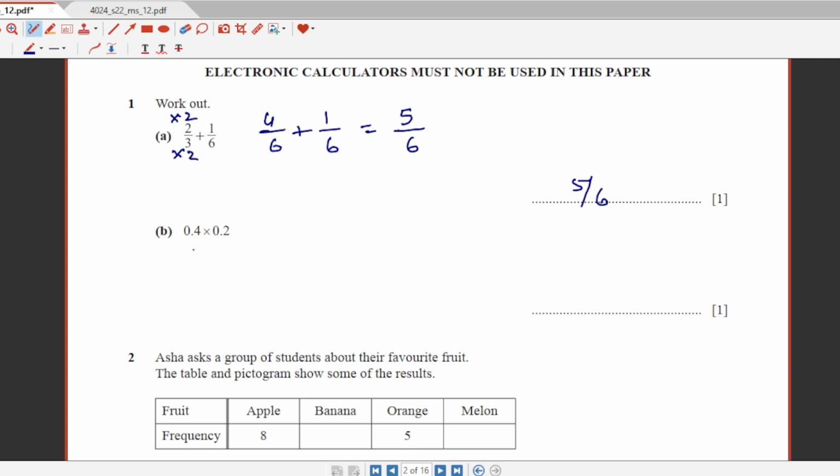Part B, 0.4 multiply 0.2. First of all, ignore the decimals. Multiply 4 by 2 is 8. Now place the decimal. There is one decimal place in 0.4 and also one decimal place in 0.2. Total there should be two decimal places in the answer. The answer should be 0.08.